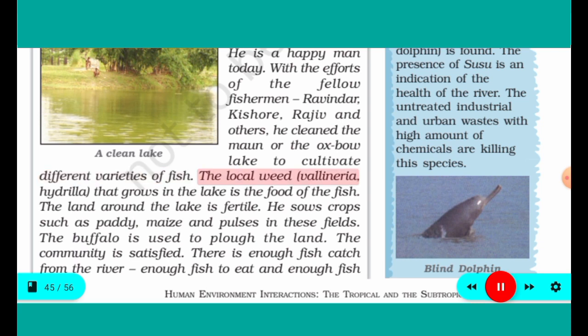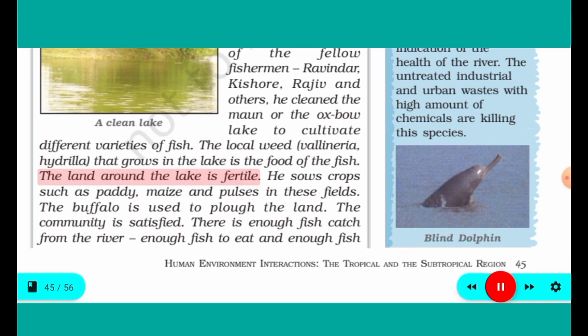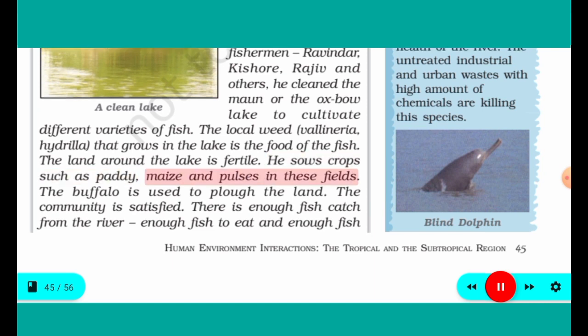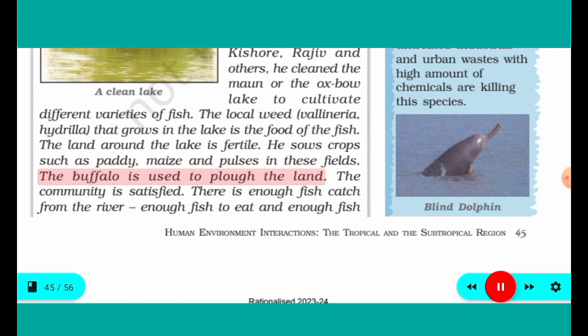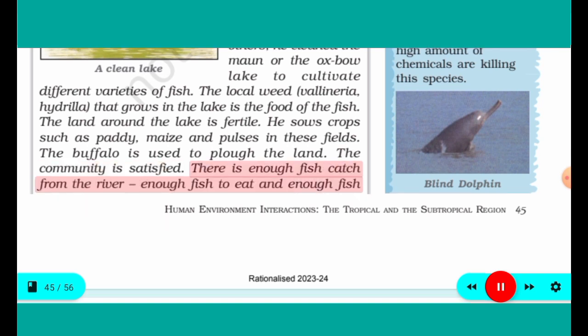The local weed, Vallisneria, that grows in the lake is the food of the fish. The land around the lake is fertile. He sows crops such as paddy, maize and pulses in these fields. The buffalo is used to plow the land. The community is satisfied. There is enough fish catch from the river, enough fish to eat and enough fish to sell.